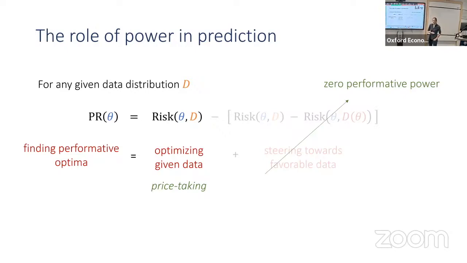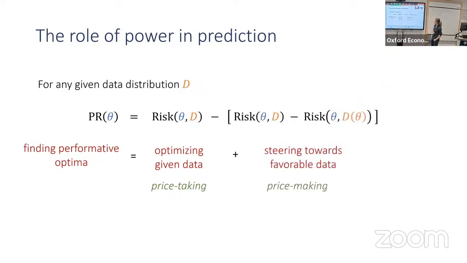But if you have high performative power, you stand to benefit from steering. There's also an interesting analog to price making: you can steer the market towards something. And with performative power, under some Lipschitz assumption, you can show that the performative risk is no larger than any supervised learning risk, or the difference between the two is bounded by power. The more power you have, the more potential for steering, the more you can potentially gain by engaging in performative optimization versus supervised learning.